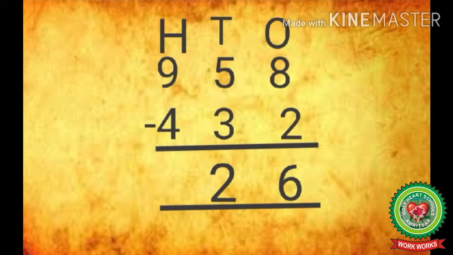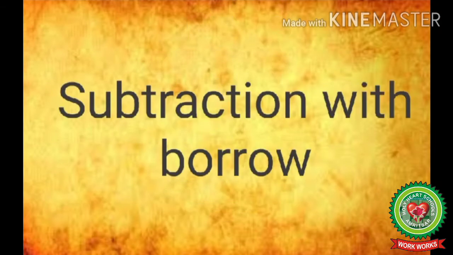At hundreds place, the number is 9 minus 4. It means we have to start counting after 4 and stop at 9. Now what comes after 4? 5, 6, 7, 8, 9. The answer is 5. So we will write 5 under hundreds. It means 958 minus 432. The answer is 526.